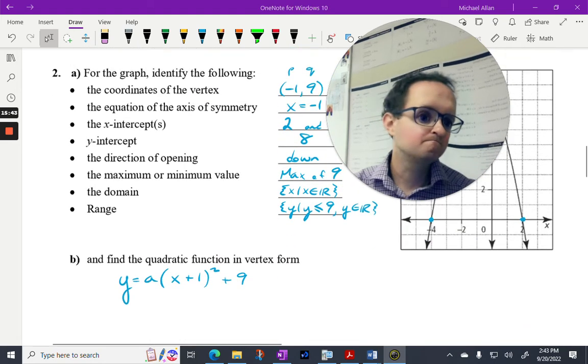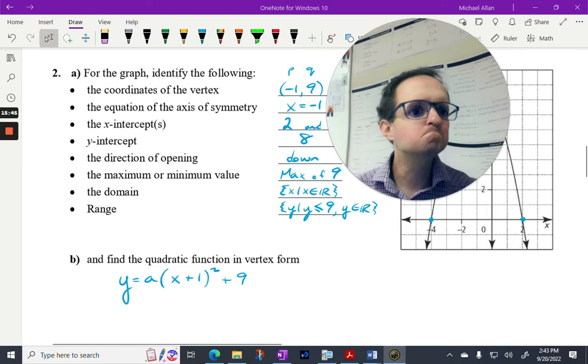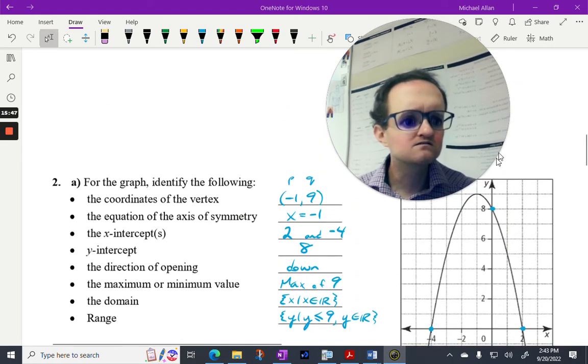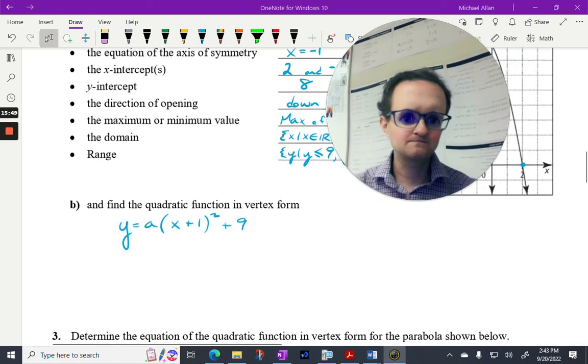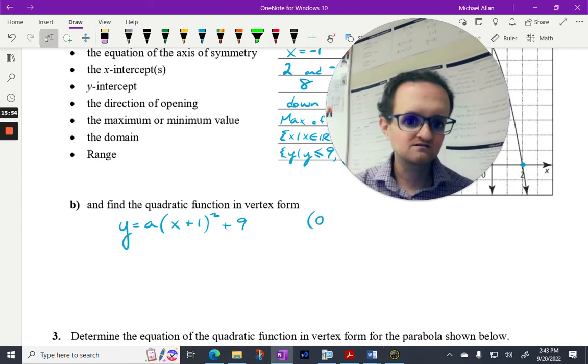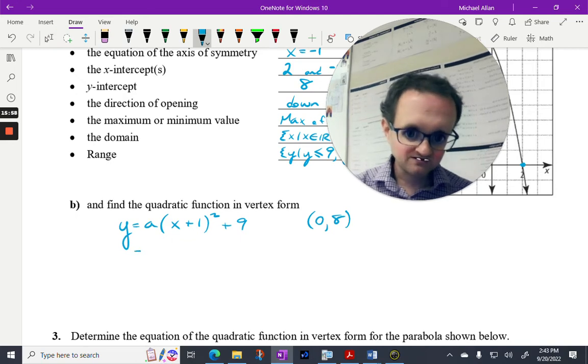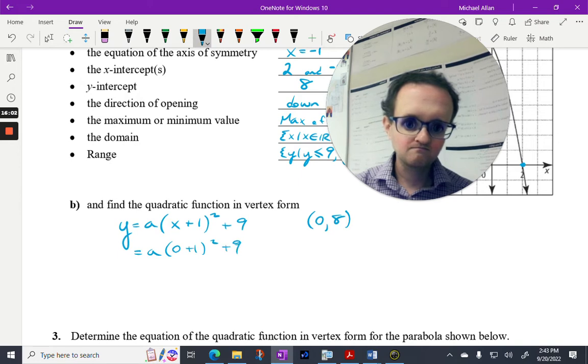Okay. So let's use 0, 8. Let's use the y-intercept. So I'm going to use the point 0, 8. Right? So if I put a 0 into this graph, I'm going to get an 8 out.